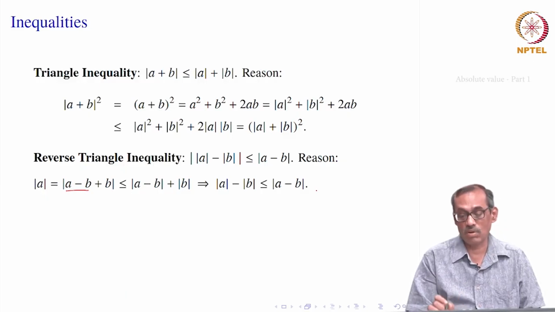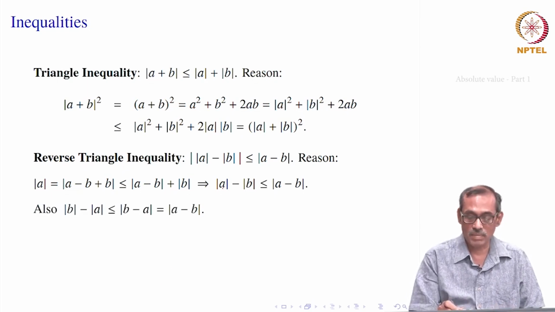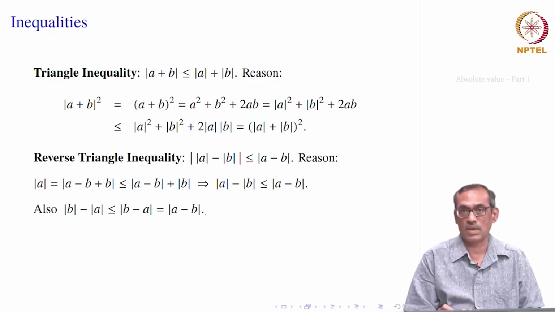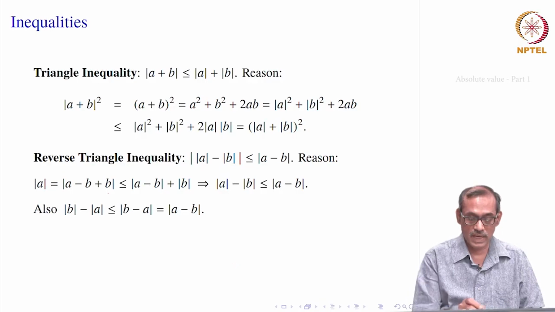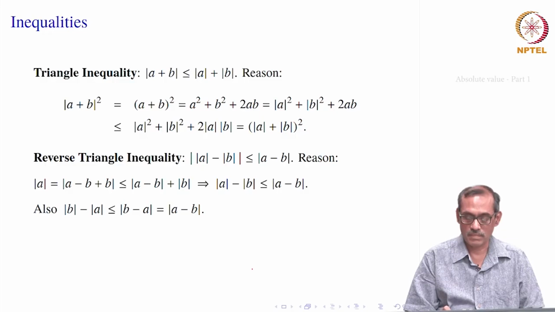Now, if you reverse the roles of A and B, you get the other inequality, that mod B minus mod A is less than or equal to mod of B minus A, and mod of B minus A is equal to mod of A minus B. Therefore, in any case we get two inequalities: mod A minus mod B is less than or equal to mod A minus B, and mod B minus mod A is also less than or equal to mod A minus B.